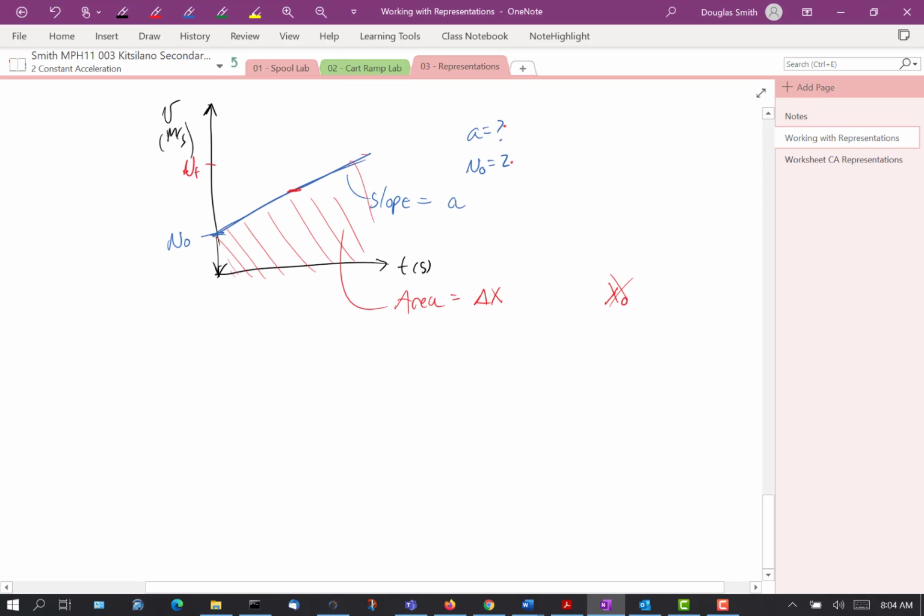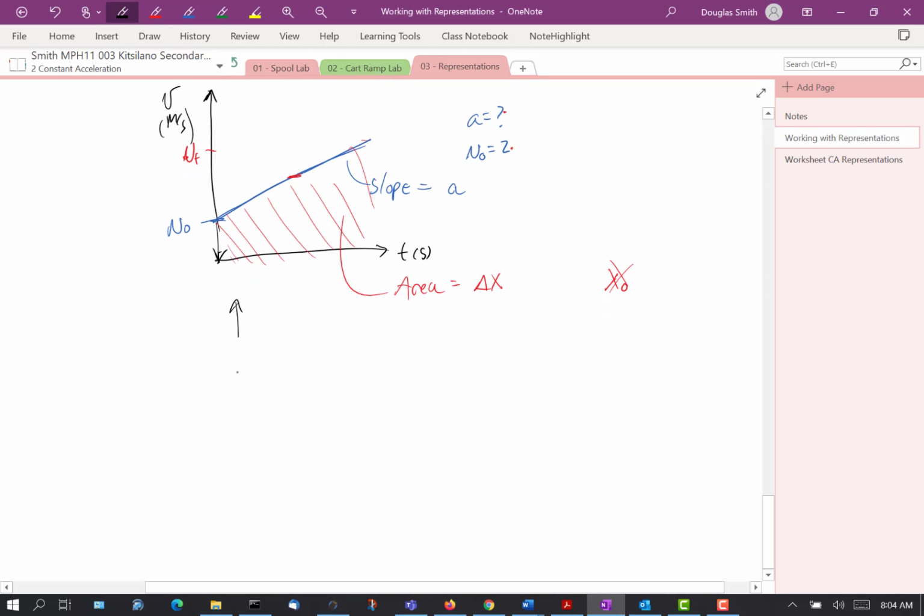Another question you could be asked could be something like, you could be given a graph like this, position time graph, and maybe you're asked to find the average velocity from 0 to 5 seconds. So once again, average velocity is just displacement over time. So in this case, it'd be 10 over 5, be 2 meters per second. So that's another question you might be asked.